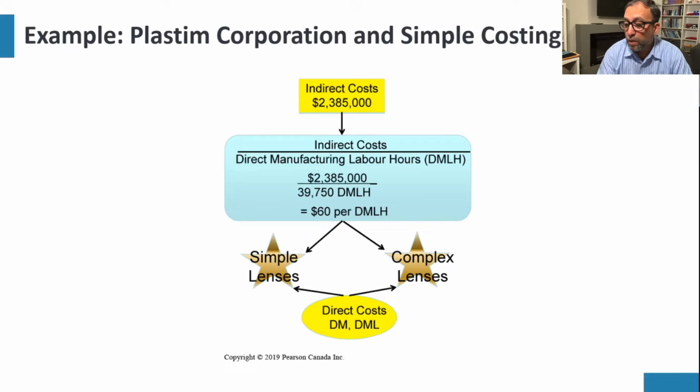And that's what I said. We divide this by the number of direct manufacturing labor hours, and we get this $60 per hour, and multiply it with 30,000 direct manufacturing labor hours for the simple lens and 9,750 for the complex lens. And by this way, we get 1.8 million for the simple lens and 585,000 for the complex lens in this case.